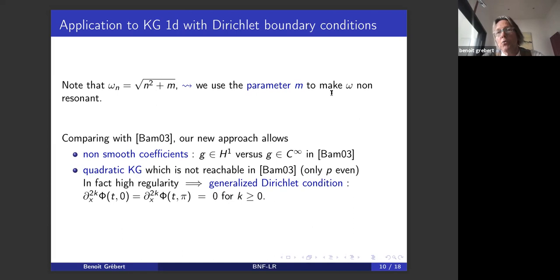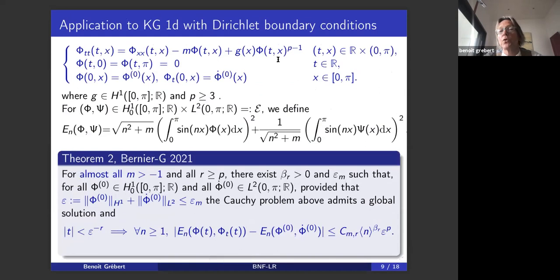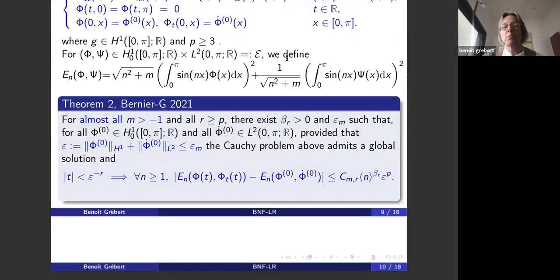And I would like also to compare with the result of Delort in 2003. The point is that in his result, you have to consider very regular solutions, so H^s with s very large. So actually, you have to consider equations where the nonlinearity is C infinity, I mean, the coefficient of the nonlinearity is C infinity. But here, the function G can be in H1. I recall that G was in front of the nonlinear term. So we have more equations, in some sense, more possibilities of equations.